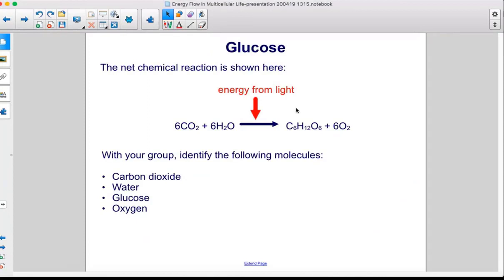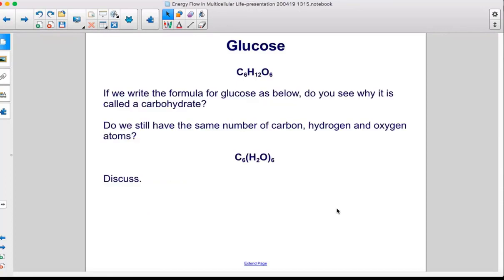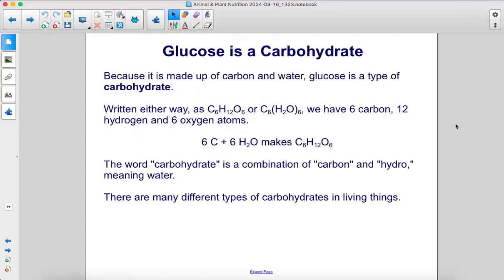The net chemical reaction is shown here. With your group, identify the following molecules: carbon dioxide, water, glucose, and oxygen. If we write the formula for glucose as below, do you see why it is called a carbohydrate? Do we still have the same number of carbon, hydrogen, and oxygen atoms? Discuss. Because it is made up of carbon and water, glucose is a type of carbohydrate.